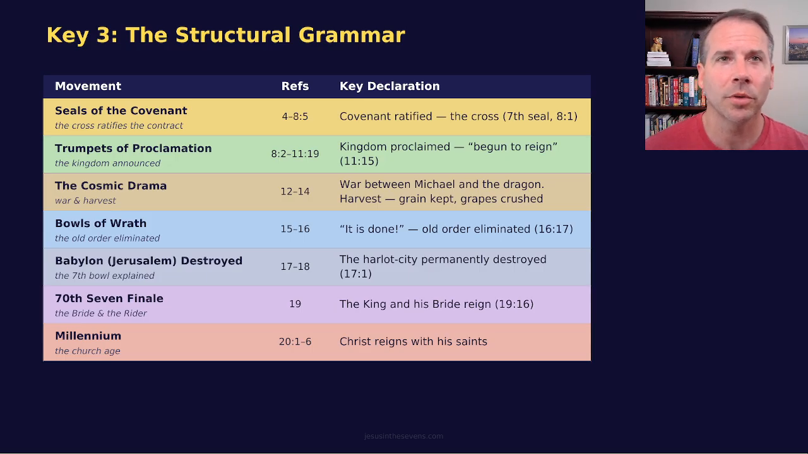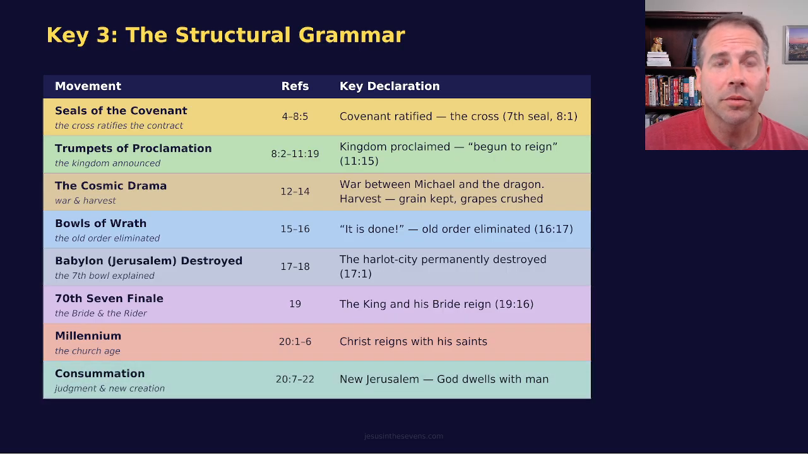Oh, then we're at chapter 20, and we hear this new concept called the millennium, which is the church age. Okay, Christ is reigning with his saints. We'll justify that more fully later. I've got to keep going here. This is just interpretive keys, so I'm not justifying fully some of these concepts, but this is what we'll lay out as we go through the video.